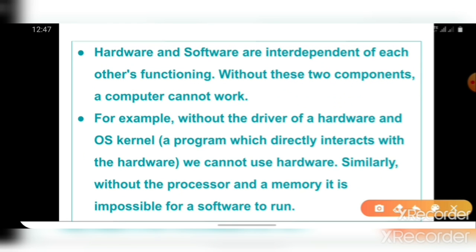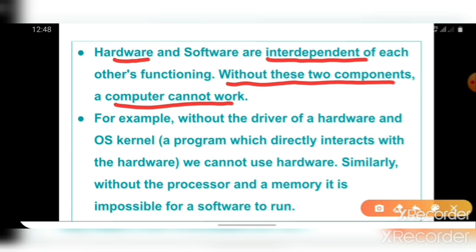Now, hardware and software, as we know, are interdependent. Yes, they are interdependent. Without these two components, a computer cannot work. Hardware requires software to function, and software requires hardware. Without hardware and software, a computer cannot work.